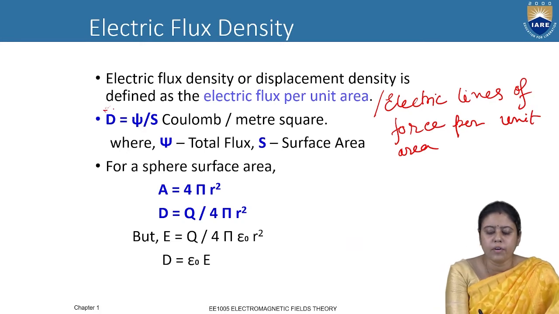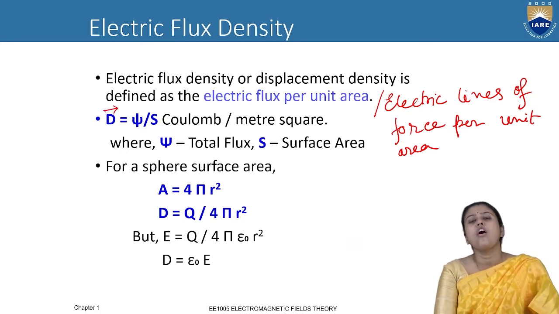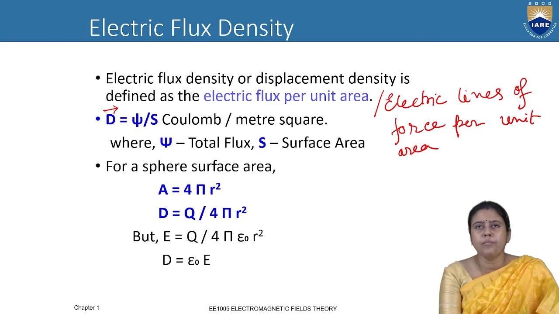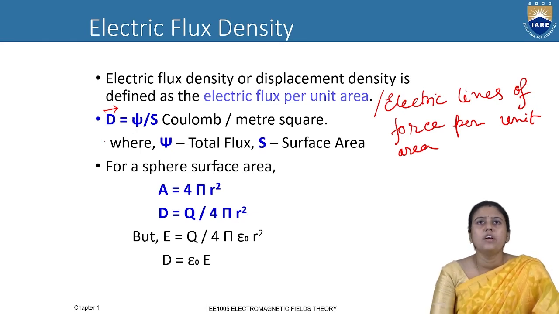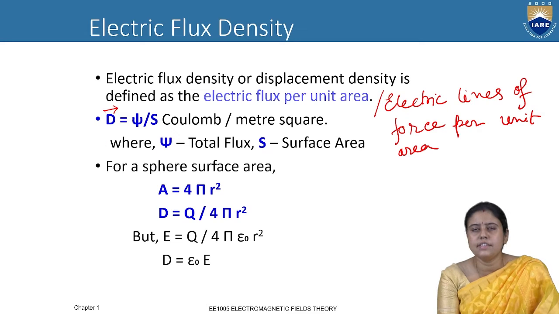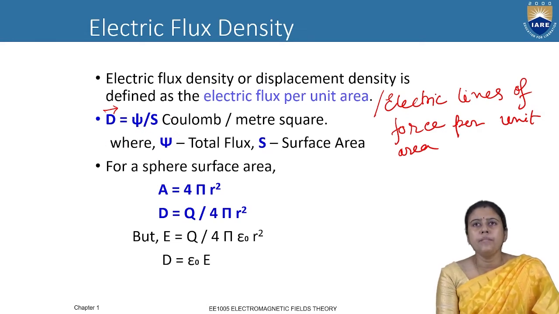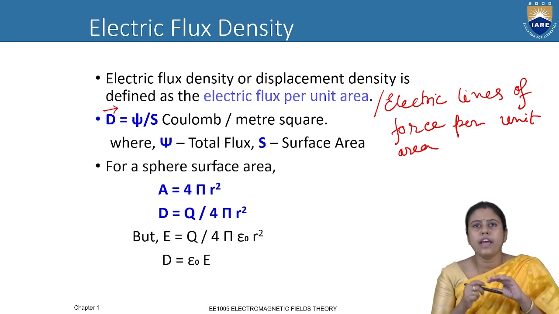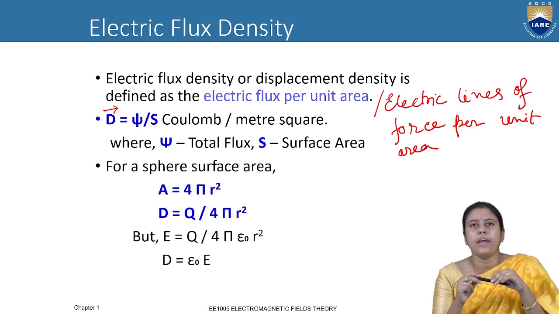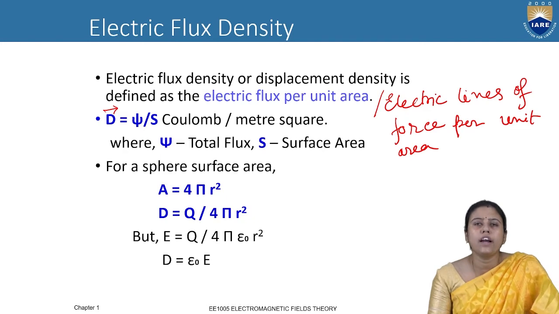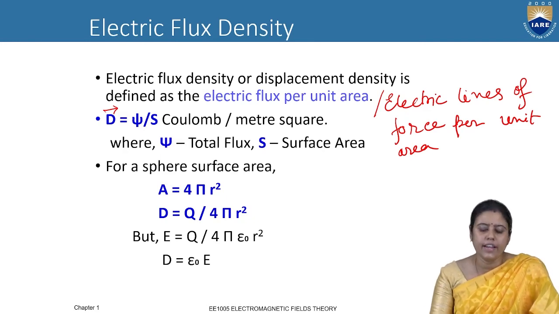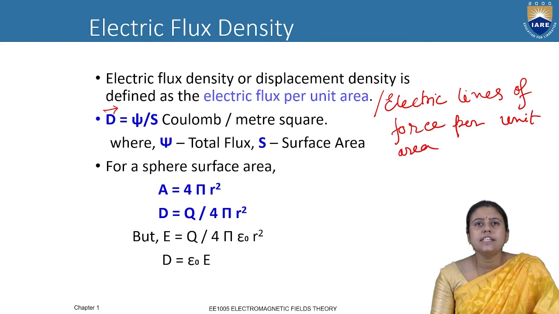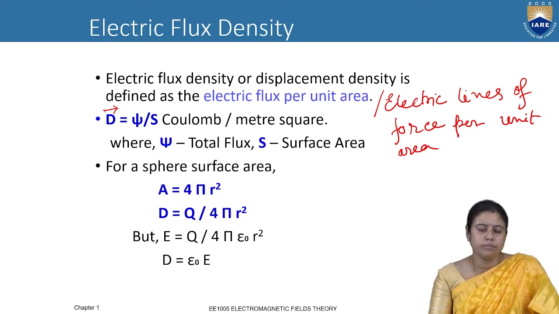In the case of a vector quantity, we can give arrow marks or write it in bold, as we used here. So what is the flux density? Flux density D is equal to psi by S, where S is the surface area. As we discussed, the general tendency of the charge is to stay on the outer surface of any conductor, so we always take the surface area. So D equals psi by S.